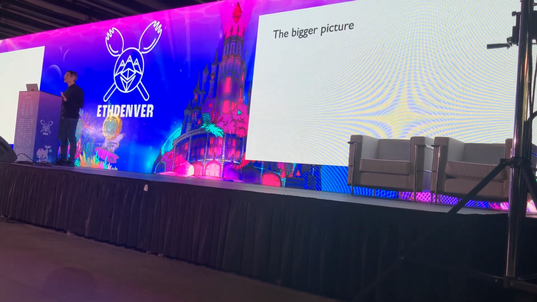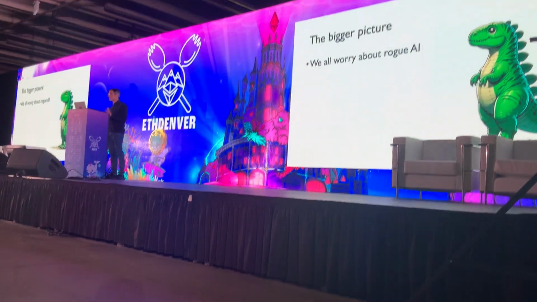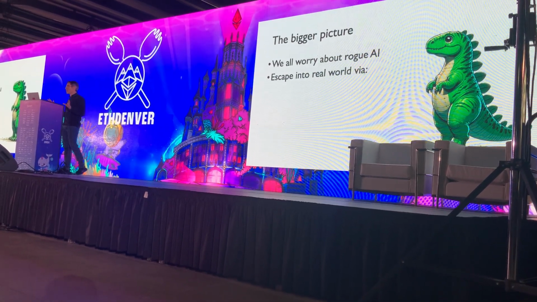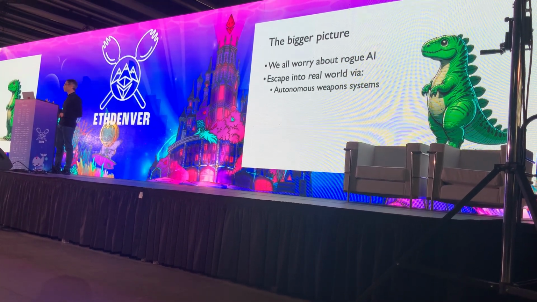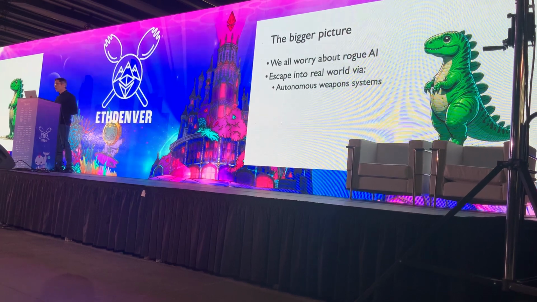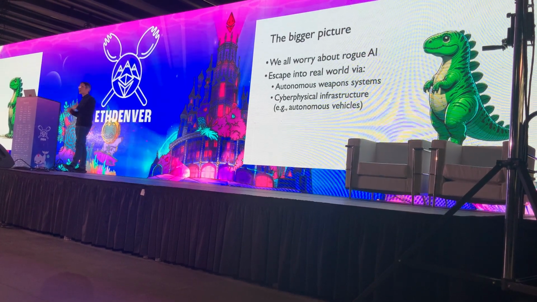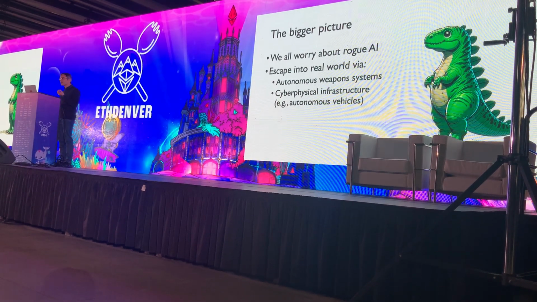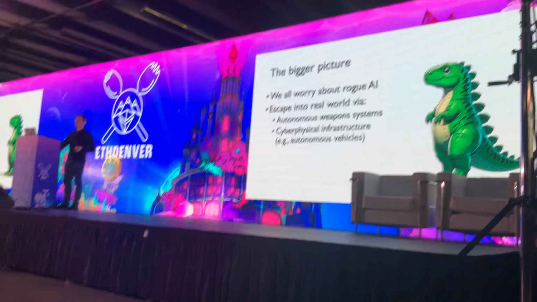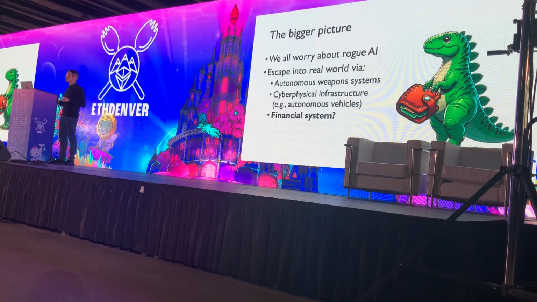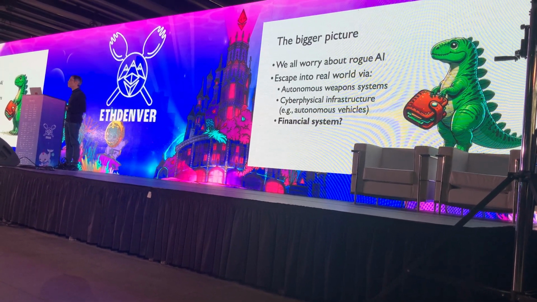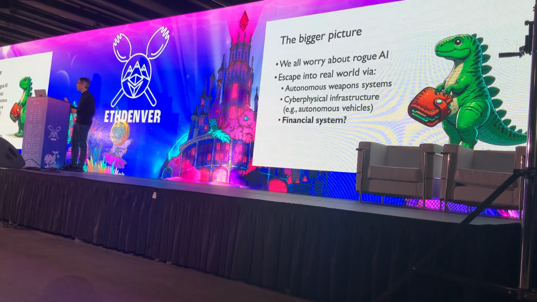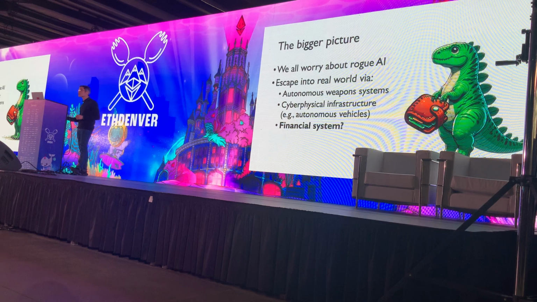It's also worth taking stock of the bigger picture. Right? We all worry about rogue AI, by which I mean this Godzilla-like thing that's somehow going to escape into the real world and go on a rampage. For example, one of the nightmare scenarios would be an AI agent gaining control of a weapons system, an autonomous weapons system, or somehow seizing control of cyber-physical infrastructure, like autonomous vehicles. But there's a vector of escape that many of us overlook, and that is the financial system. Godzilla with a wallet, if you will. Because if you can control money, you can impact the tangible world in ways good and bad. And the scenario that I described, for instance, becomes possible.